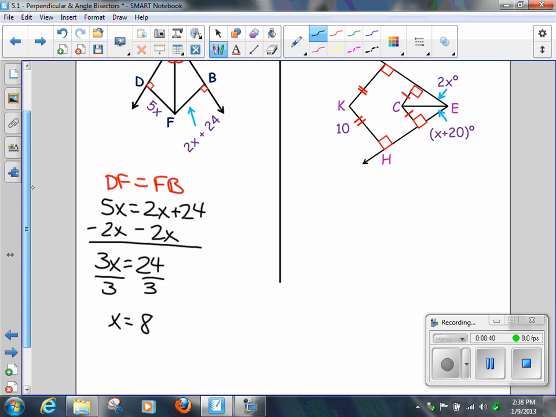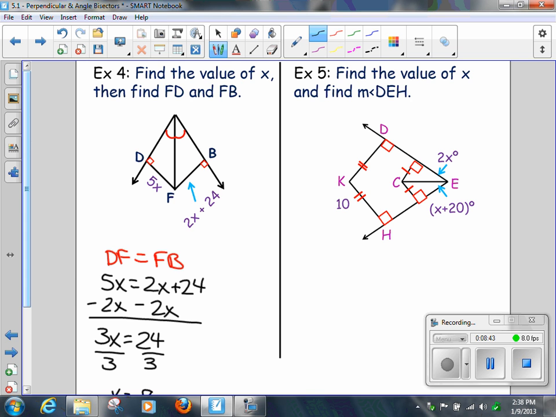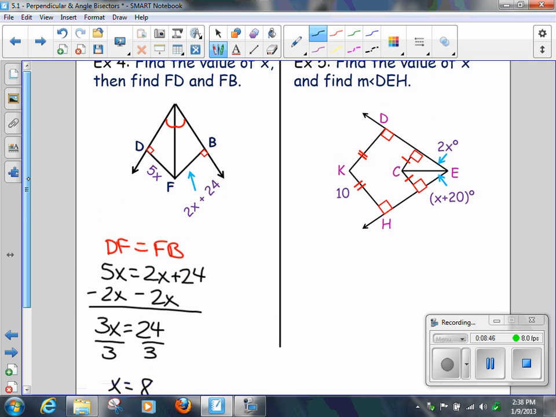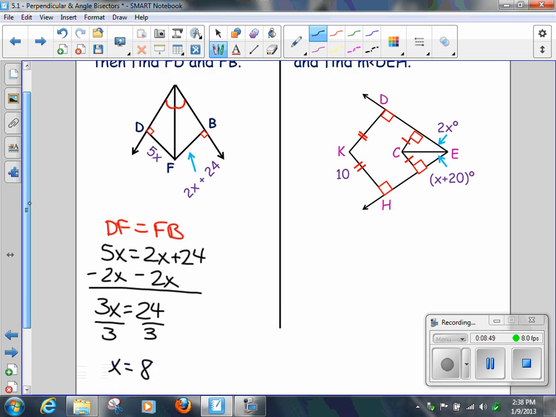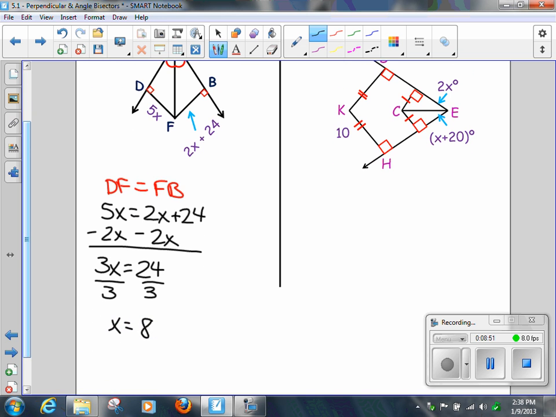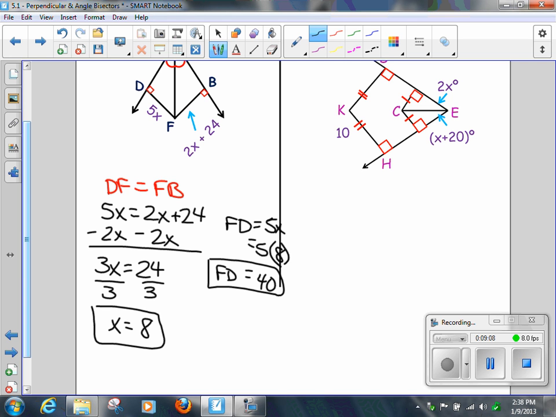Now, am I done? No. I found the value of x. That's going to be helpful to me. But now I have to find FD and FB. Plug them back in. So FD, which is 5x, 5 times 8, which is 40. According to that theorem, FB better be what value? It better be 40. Let's check it. 2 times 8 plus 24. 16 plus 24 is, heck yes, 40.